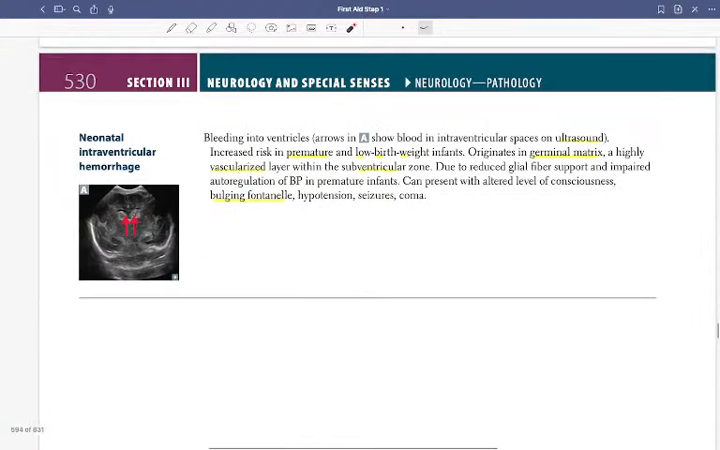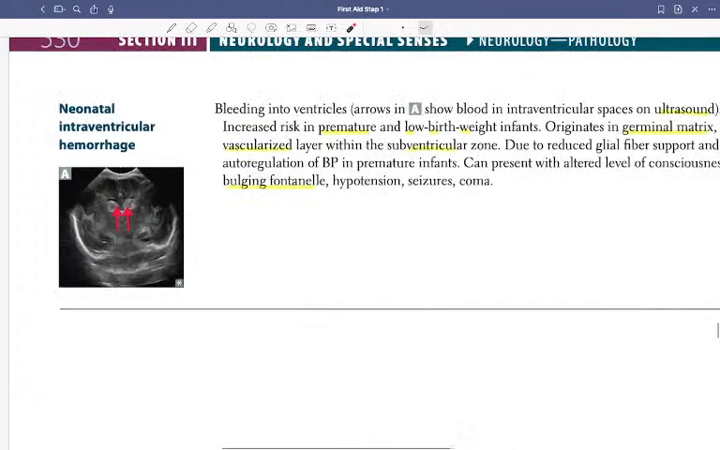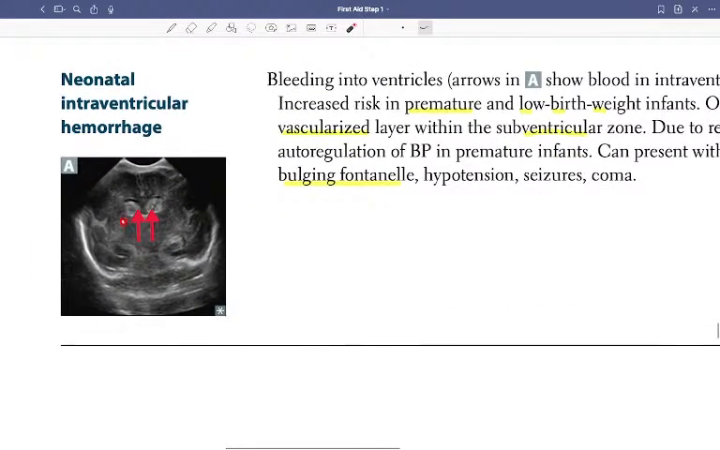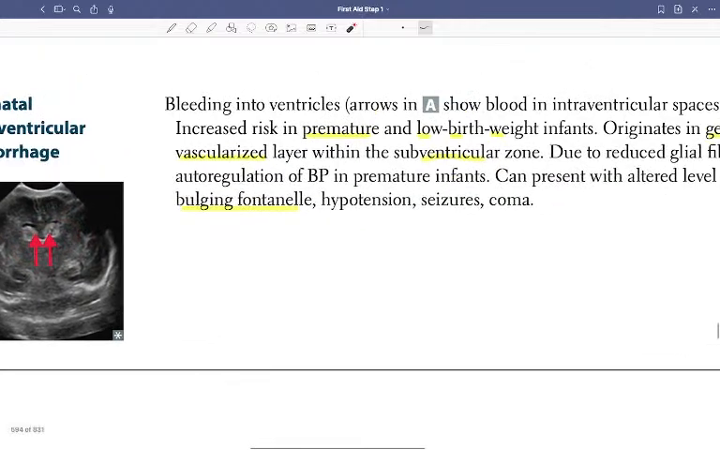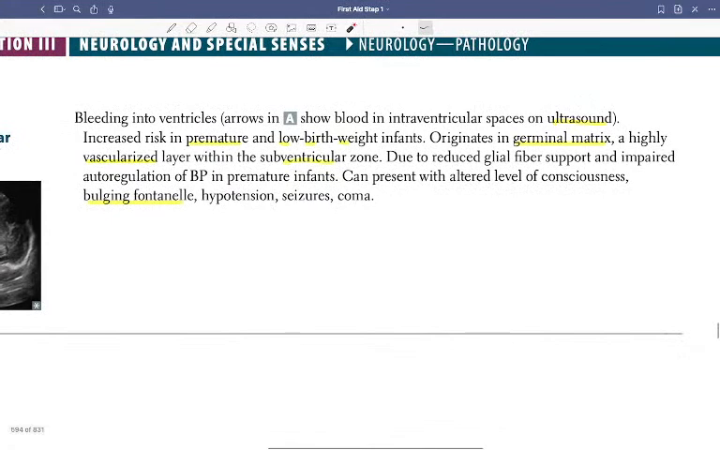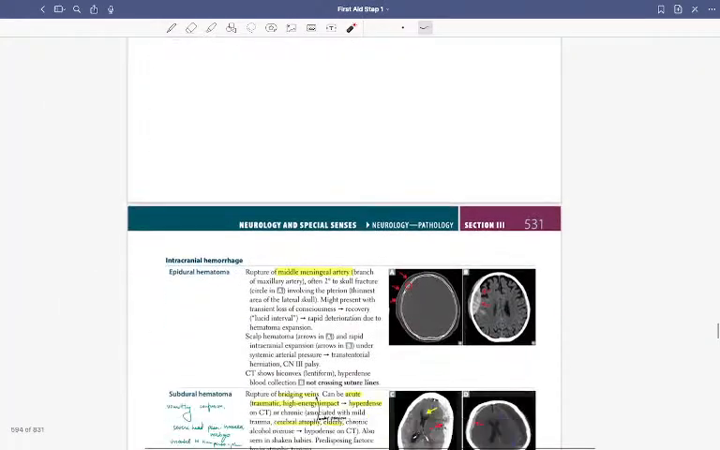Okay, next is neonatal intraventricular hemorrhage. This is important from a pediatrics point of view, okay. It is mentioned in MAM's BTR also, okay. Intraventricular hemorrhage, so basically bleeding in the ventricles, mainly in premature, low birth weight infants: germinal matrix, highly vascularized subventricular zone, reduced glial fiber support, impaired BP regulation, altered level of consciousness, bulging fontanelle, hypotension, seizure, coma. Not very much needed, you can just go through that.